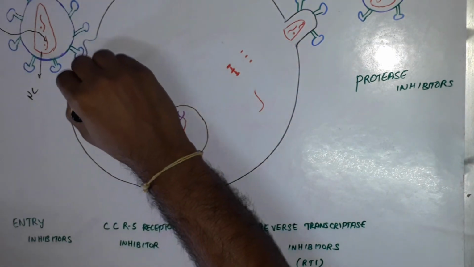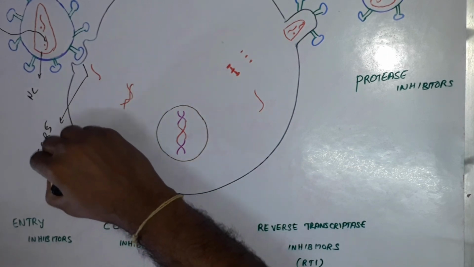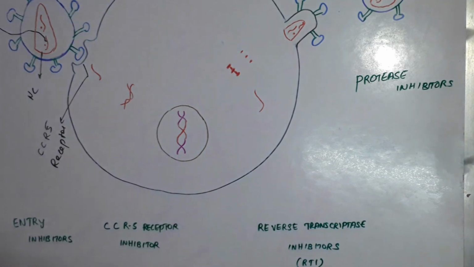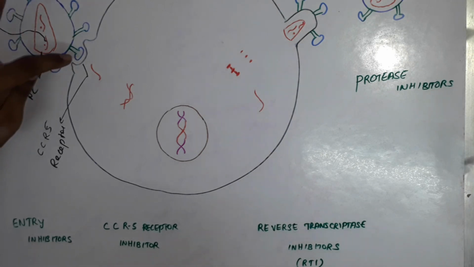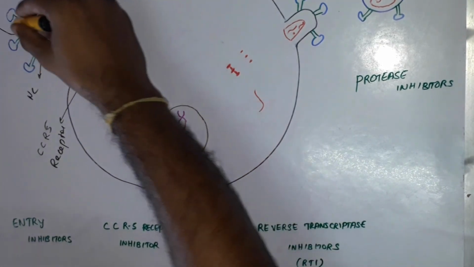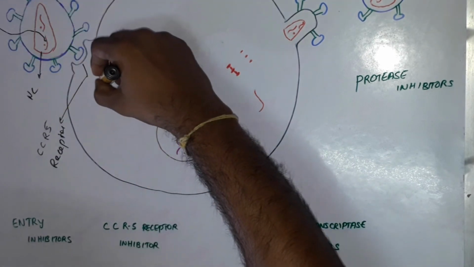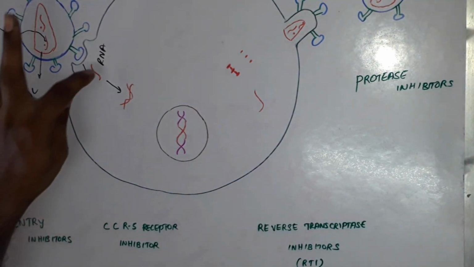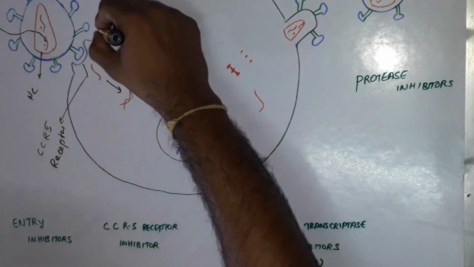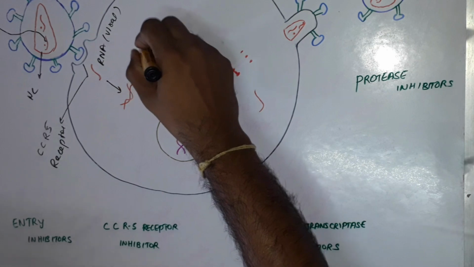Fine. This receptor is your CCR5 receptor. Fine. So what happens, your spike protein, your GP120, goes and attaches to a CCR5 receptor, and once it enters the cell, it releases its RNA. Fine. And with the help of an enzyme, this RNA is converted. This is your viral RNA. It is converted to viral DNA.